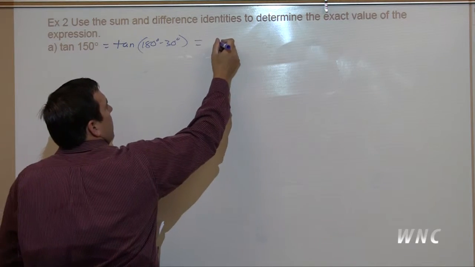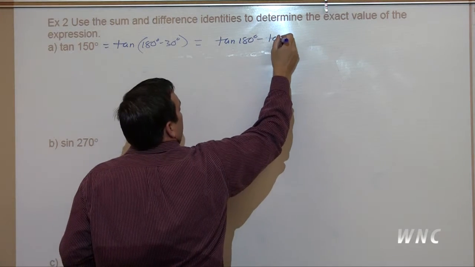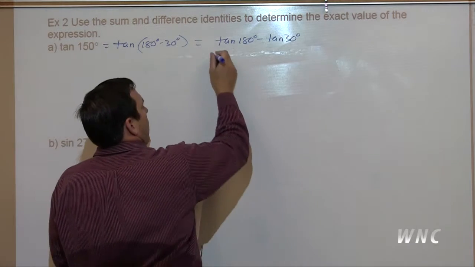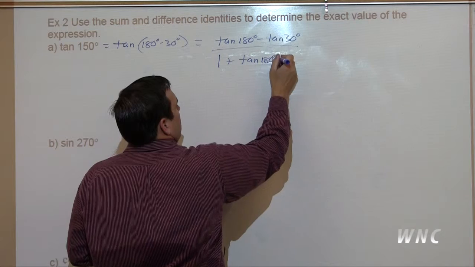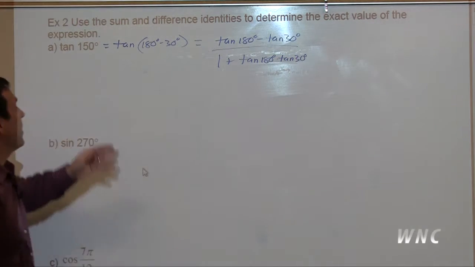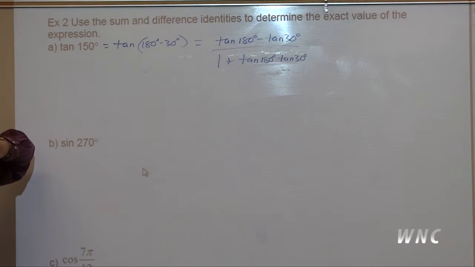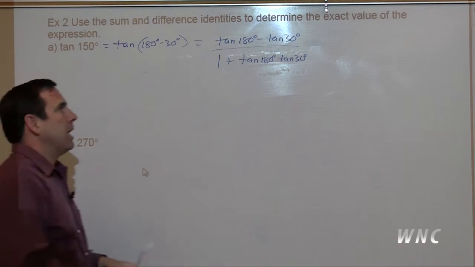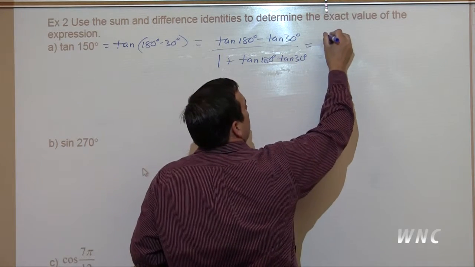So that's going to be tangent of 180 minus tangent of 30 over 1 plus tangent of 180 times tangent of 30. And this is just one of the choices. We could have done something like 90 and 60. We could have done something like 120 and 30, adding them. I did a subtraction.